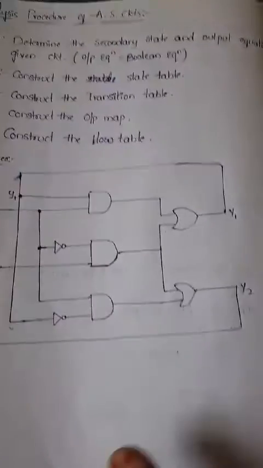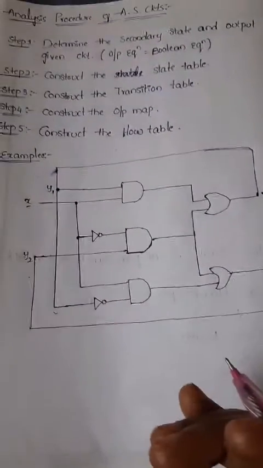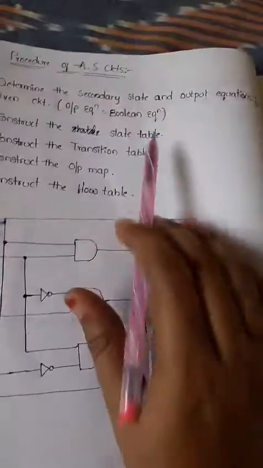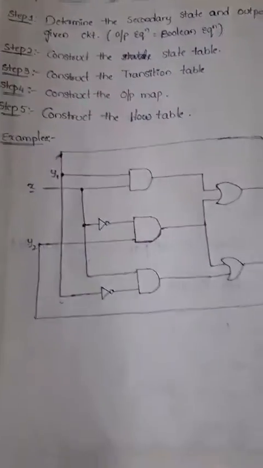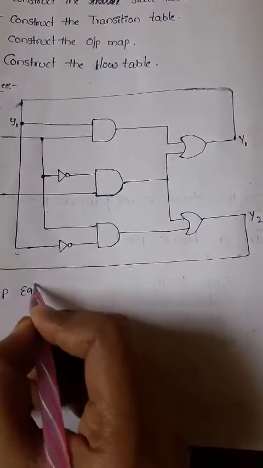Now we'll go for the analysis procedure. We will implement this circuit in the analysis procedure. What is the first step? We need to determine the secondary state and output equations. So first we'll write the output equations.